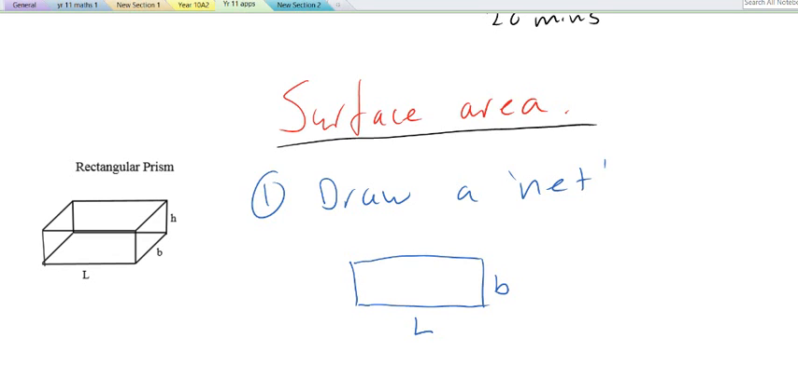I'm just googling one. Imagine we wanted that side there. Where would that go in our net? Where the B is, yes. So we have another rectangle coming out here. And what is the length, this length here? Is it the height? Yes, it's the height, good. So when we fold that up, it becomes the end of our box. Okay. Now what about this side here?